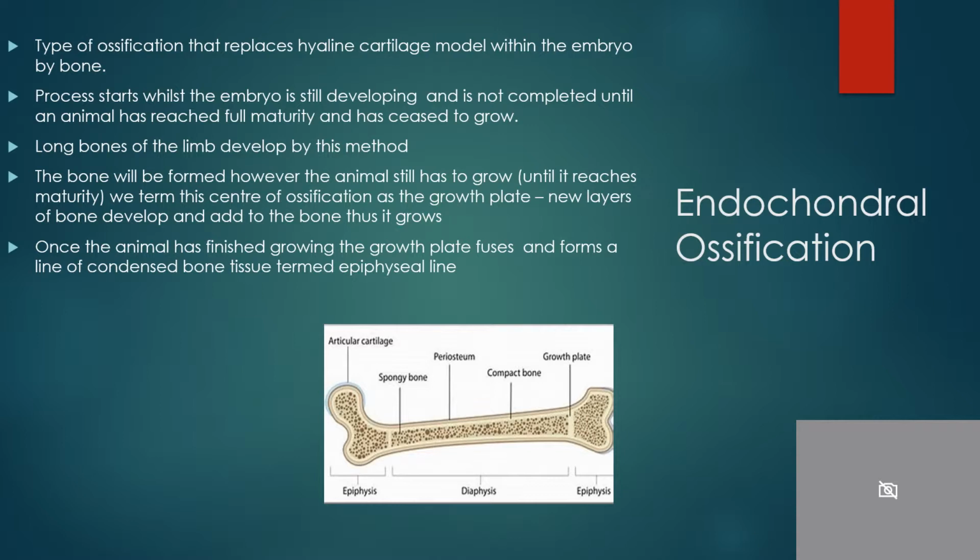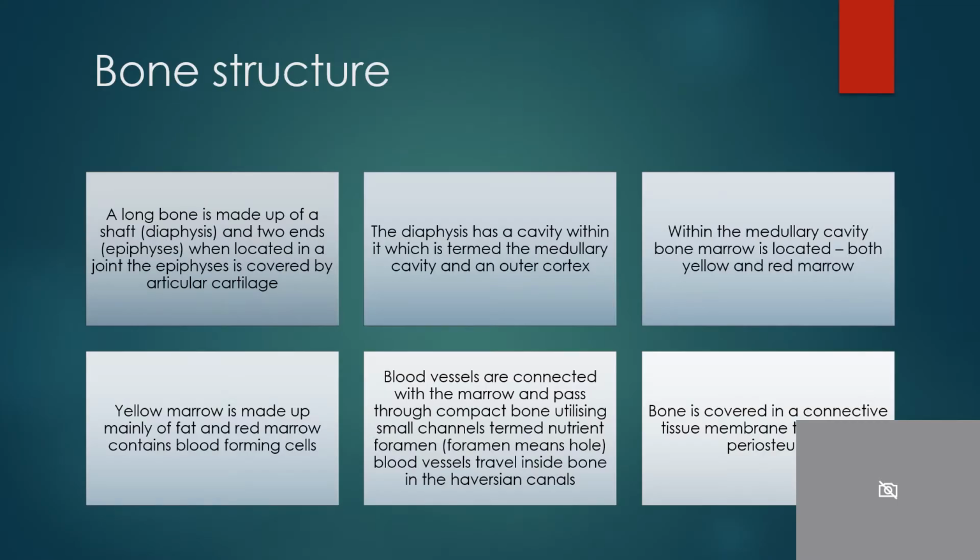Bone cells are formed by cells termed as osteoblasts. The formation of bone is termed as ossification, and there are 2 types of ossification: intramembranous and endochondral. Intramembranous ossification is the process in which the flat bones of the skull are formed. Osteoblasts lay down bone between 2 layers of fibrous connective tissue. There is no cartilage template.